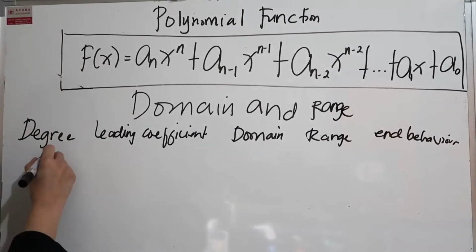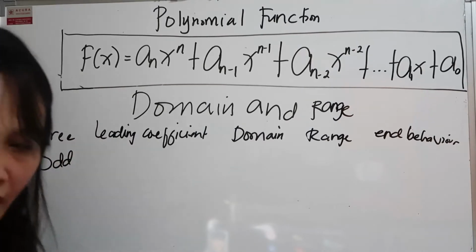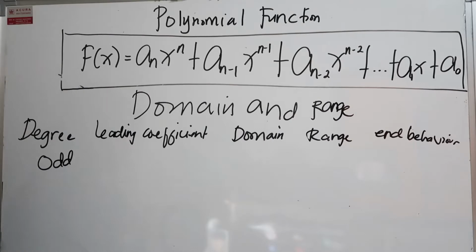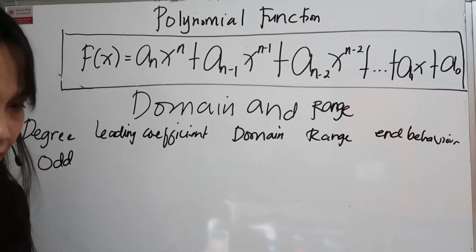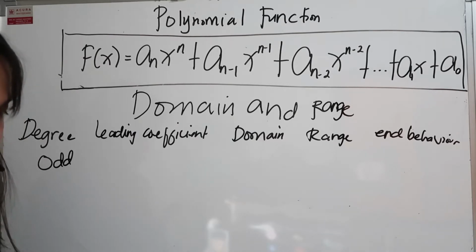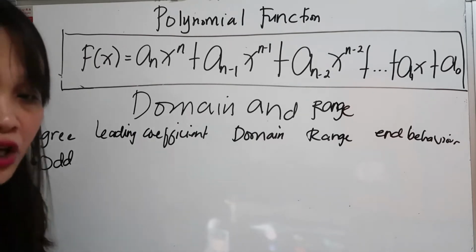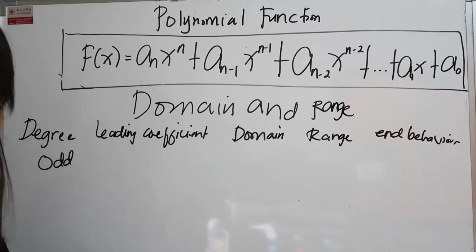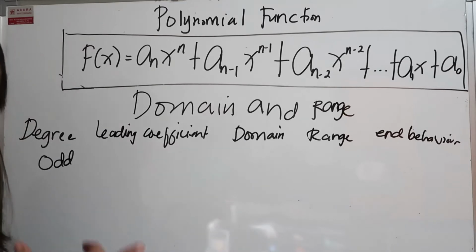So if the degree is odd, what do you mean by odd? What is odd? Okay, 1, 3, 5, 7, and so on. So those are odd numbers.